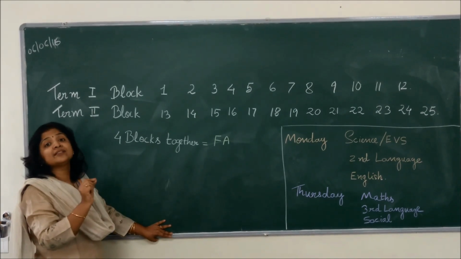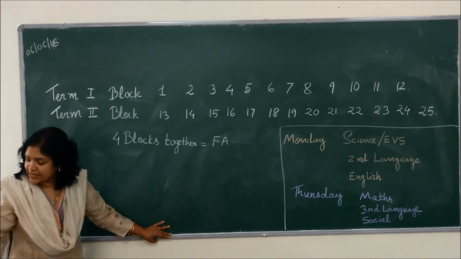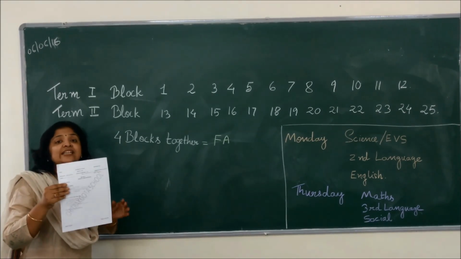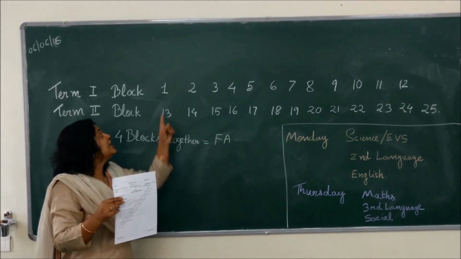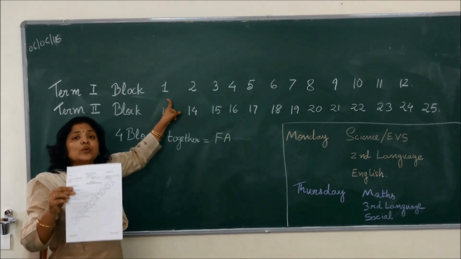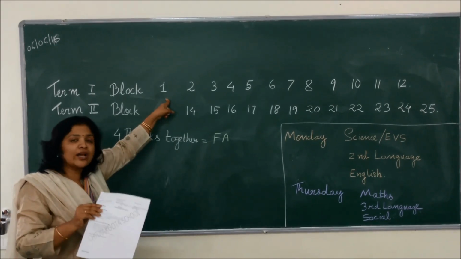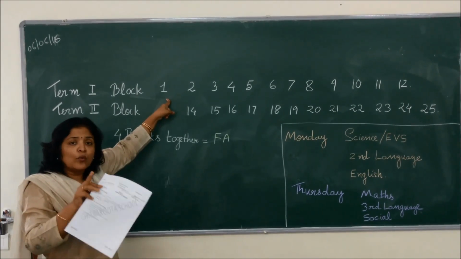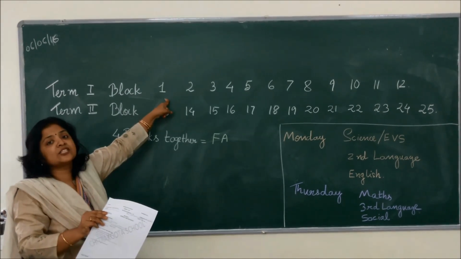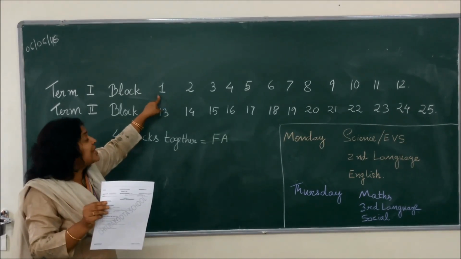Now, how to prepare the child for the block assessment? The child will be getting one revision sheet also, so that the child will be prepared for each block assessment. This revision sheet will be given to you 7 days prior to the block assessment. So exactly 7 days prior to the actual block assessment, the child has received the revision sheet of that block.